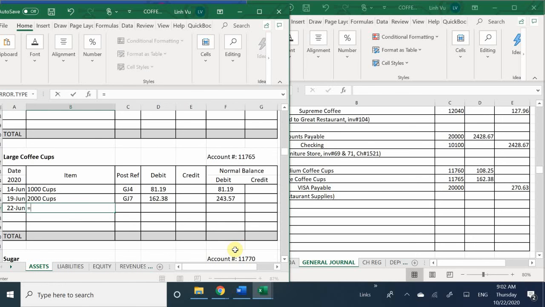The date is 6/22. 2,000 cups. Good. General Journal 11. And the amount is 162.38. And our total is 405.95. 405.95. Good.